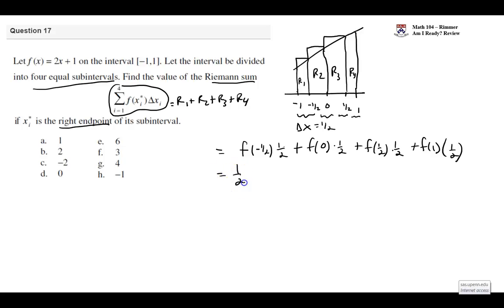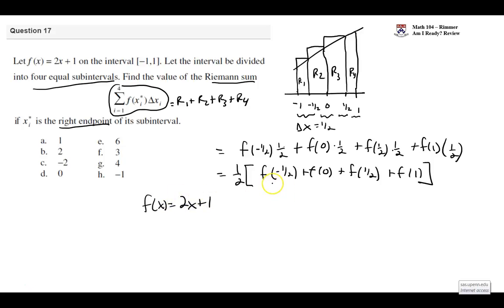You can factor out the half, it's in every one, and then let's find out what these function values are and add them up. So we're plugging into the function who is called 2x plus 1. So if we plug a negative 1/2 in, what we get is a 0. Negative 1/2 that gets doubled and added on to 1, we get 0. Plug a 0 in, we get 1. Plug a 1/2 in, we get 2. And plug a 1 in, we get 3.